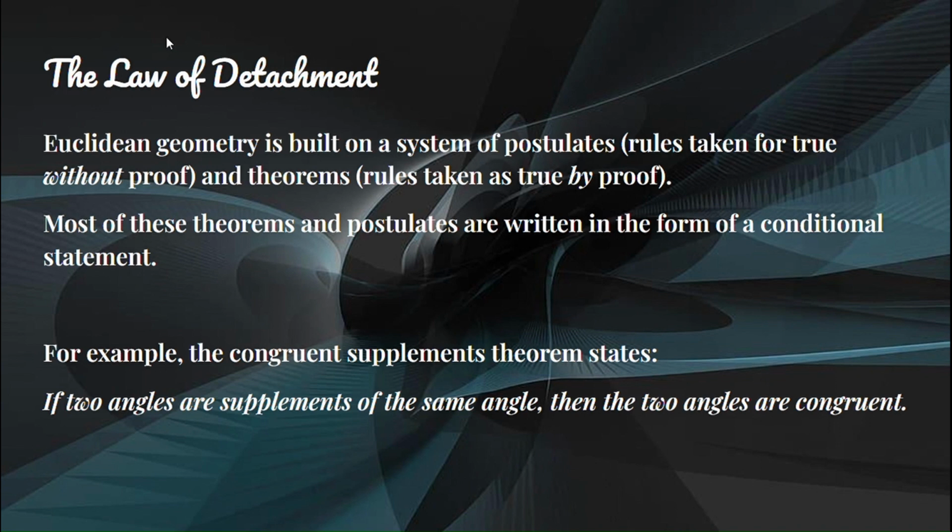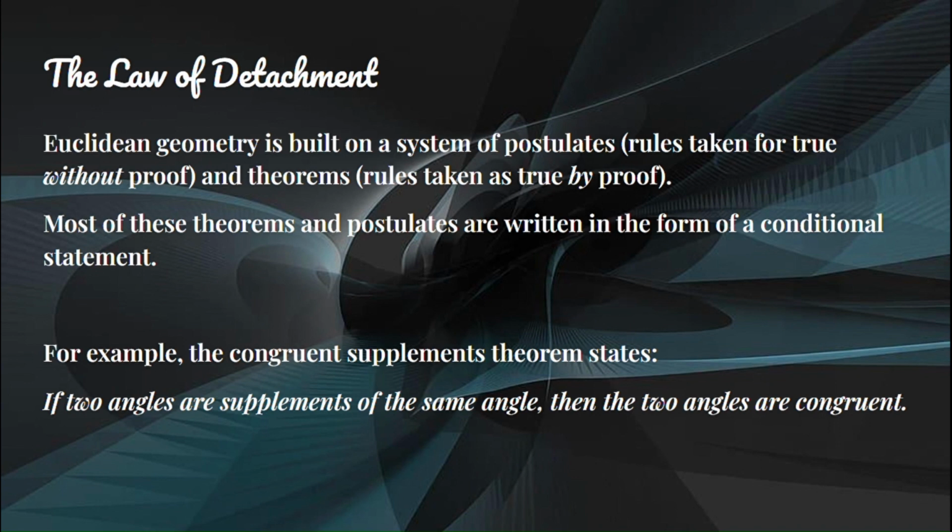And then the theorems are rules that are shown to be true by proving them, using the postulates, properties, math facts, definitions and things like that. Most of these theorems and postulates are written in the form of a conditional statement. For example, the congruent supplement theorem states, "If 2 angles are supplementary to the same angle, then the 2 angles are congruent," right?